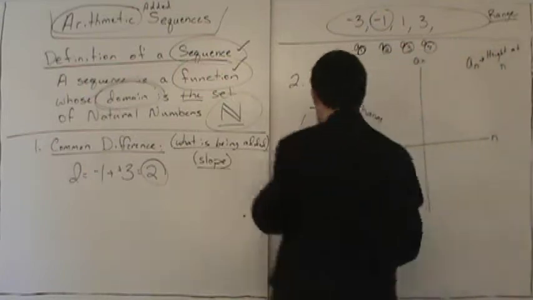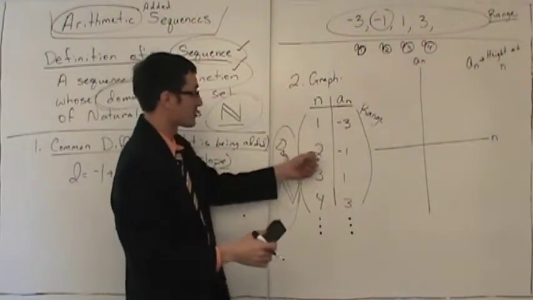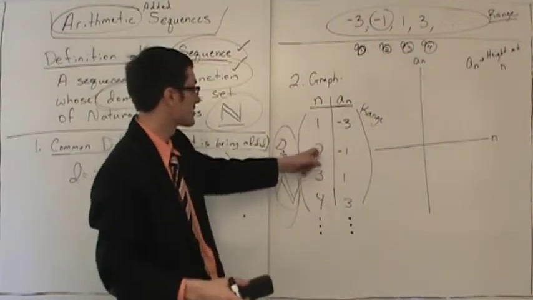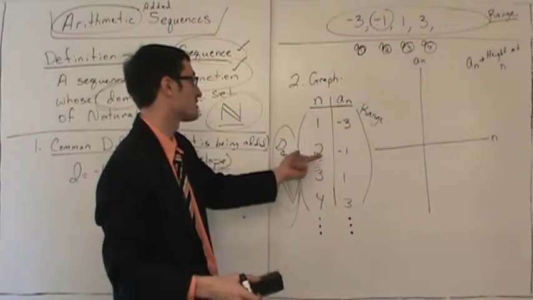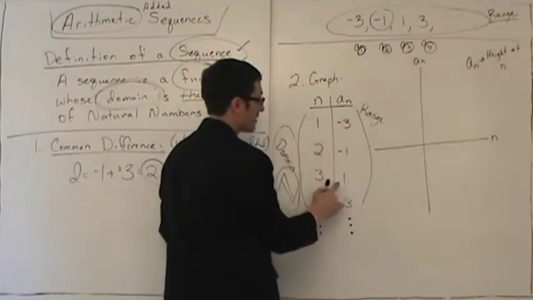But our domain, and this is where we're focusing, is specifically the natural numbers. Are there negative values in the domain? No. Are there decimal values in the domain? No. For instance, 2.5. Absolutely not. Now, what we end up with here are ordered pairs that we can graph.